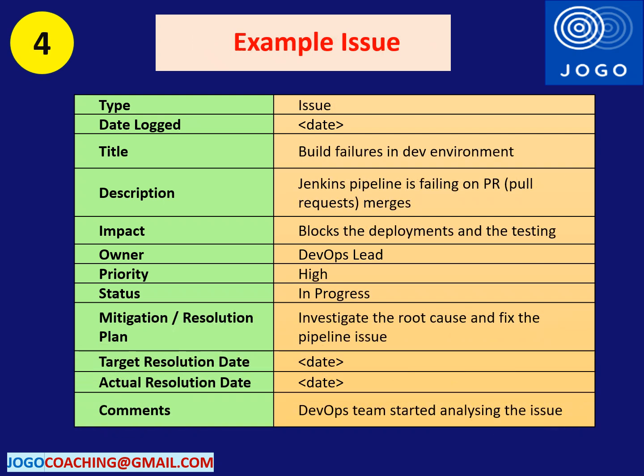Let us see an example from the project for an issue. Issues are problems that are happening right now. Here is the issue: builds are failing in the development environment. The Jenkins pipeline is failing on PR. Deployment is blocked because of this issue, the impact is very high and the priority is also very high. The DevOps lead is assigned to fix this issue. The mitigation plan is to understand the root cause, analyze the issue and fix it. So this is an example of an issue and you can use this table format to track and close the issues.